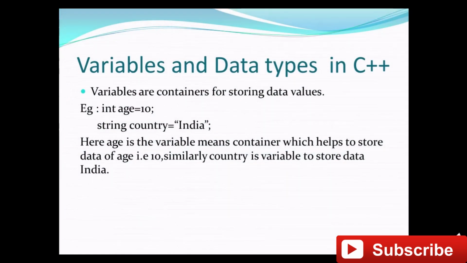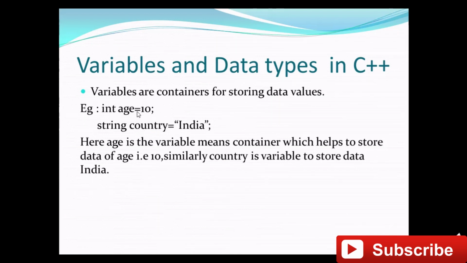Next is variables and data types in C++. What are variables? Variables are just containers for storing data values. When we store water, the bottle is the variable. That's it.